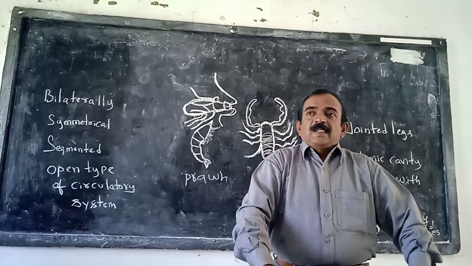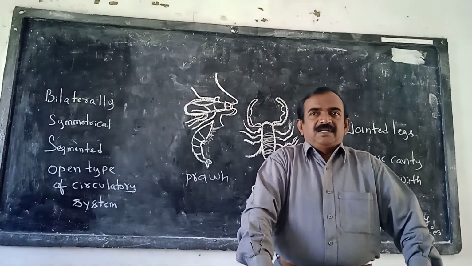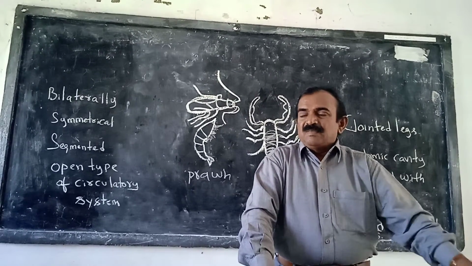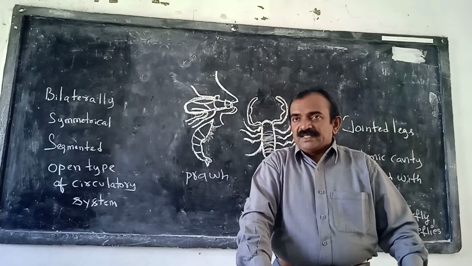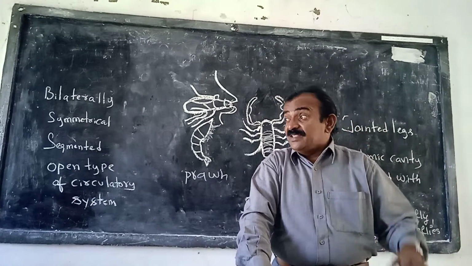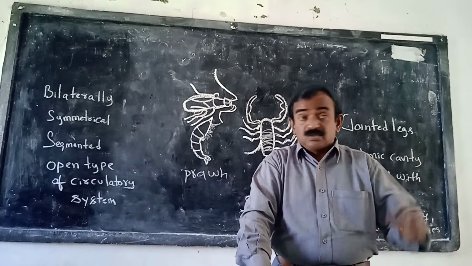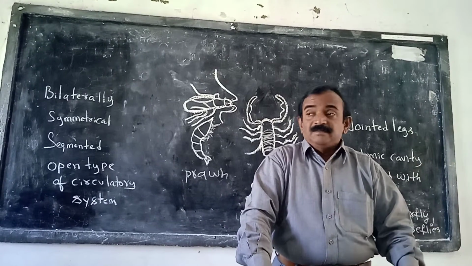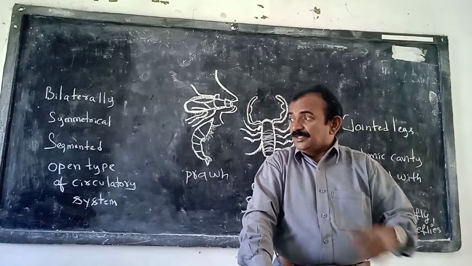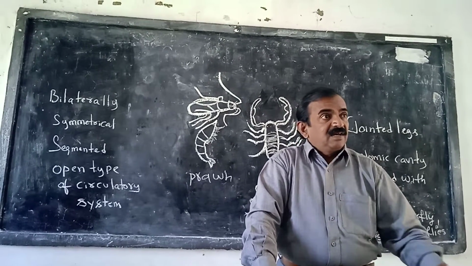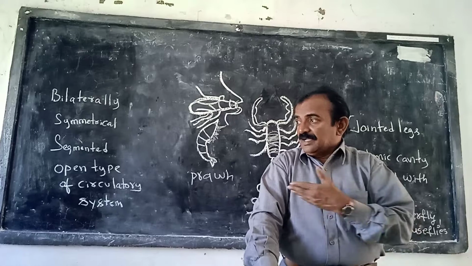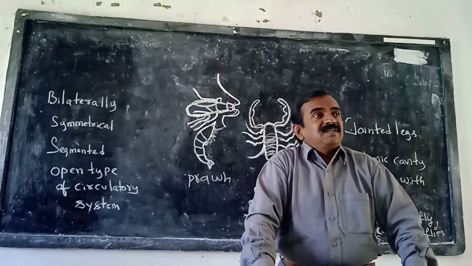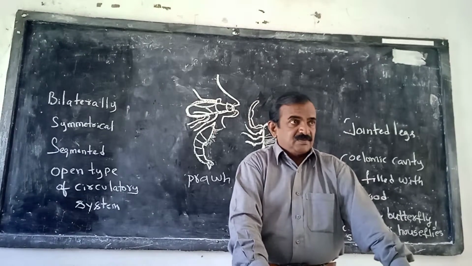First, they live in different habitats. Some of them live on land and some live in water. Some fly in the air, like grasshoppers and dragonflies. So they are flying arthropods. And some of them live in soil and sand, for example scorpion and butterflies. All these animals are called arthropods.